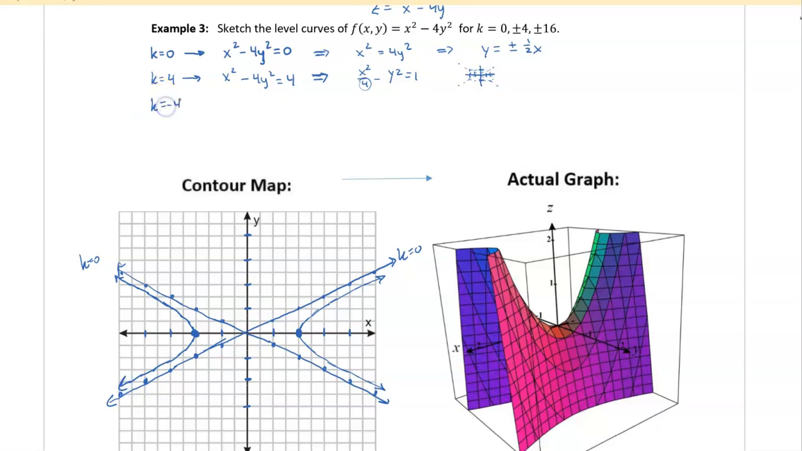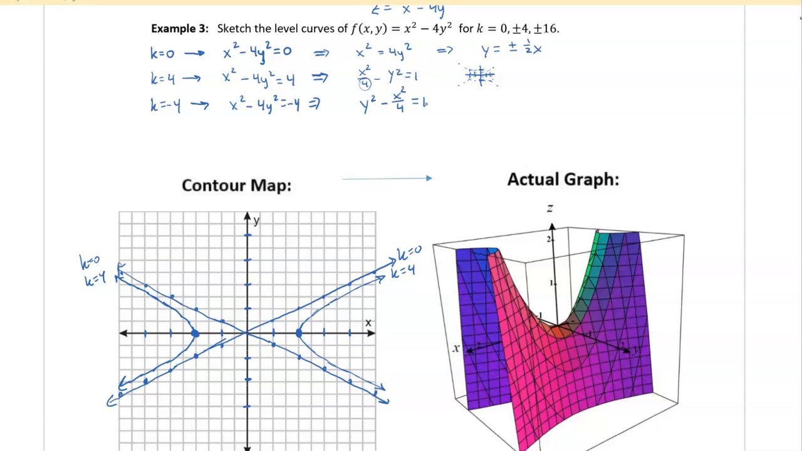When k equals negative 4, I need to label my level curves. When k equals negative 4, we get x squared minus 4y squared equals negative 4. How is this different? When we divide by negative 4, it's just going to change which of the two things is positive and negative. So we get y squared minus x squared over 4 equals 1, which is still a hyperbola, but now it's going to open in the y direction. The asymptotes are still the same for this one.